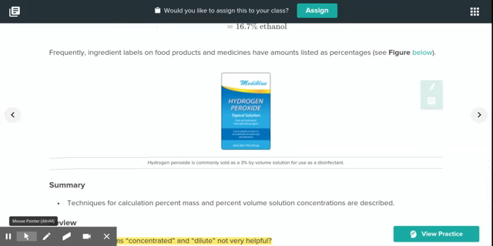So a lot of time you see the ingredient, it will say 3%, 2% percentage. For example, here the hydrogen peroxide is at 3%, is the volume ratio.